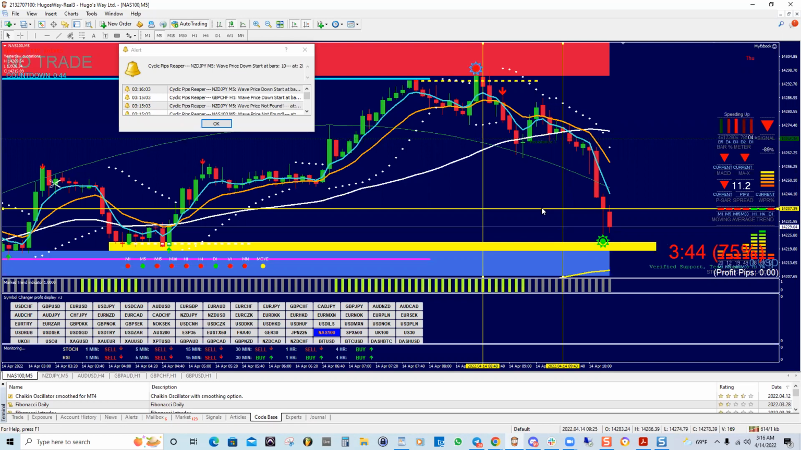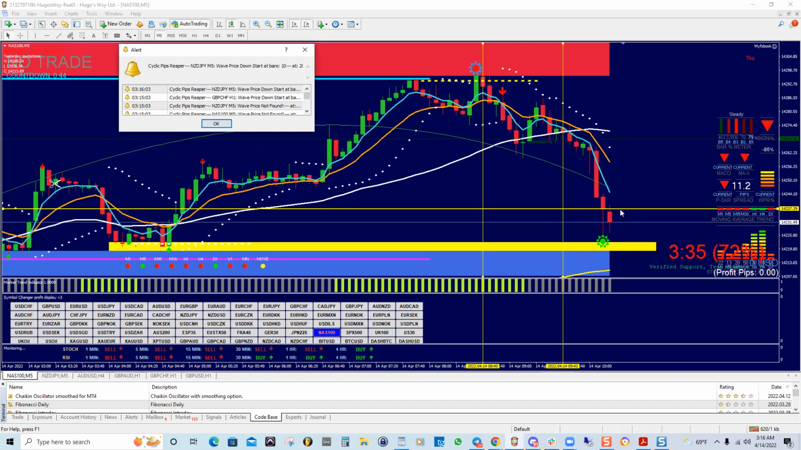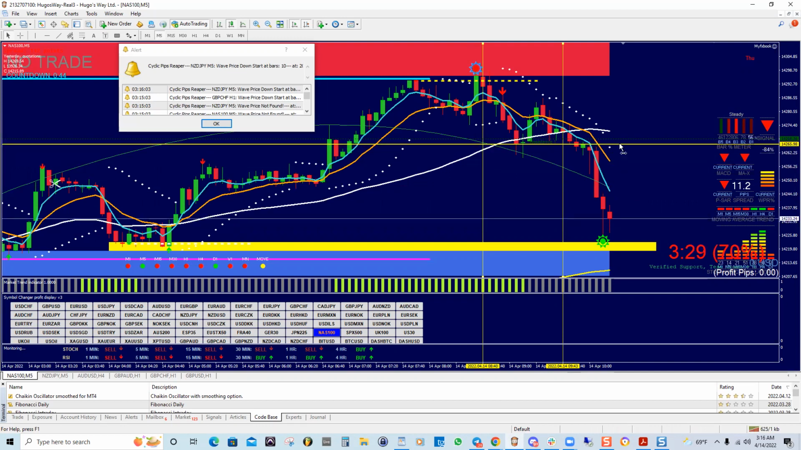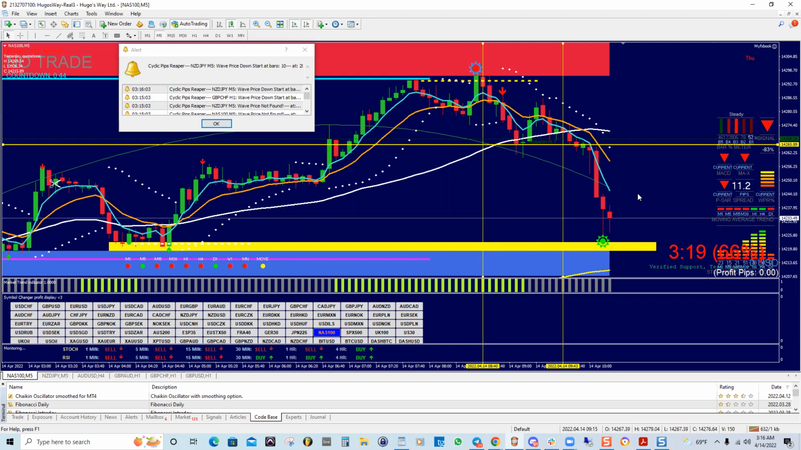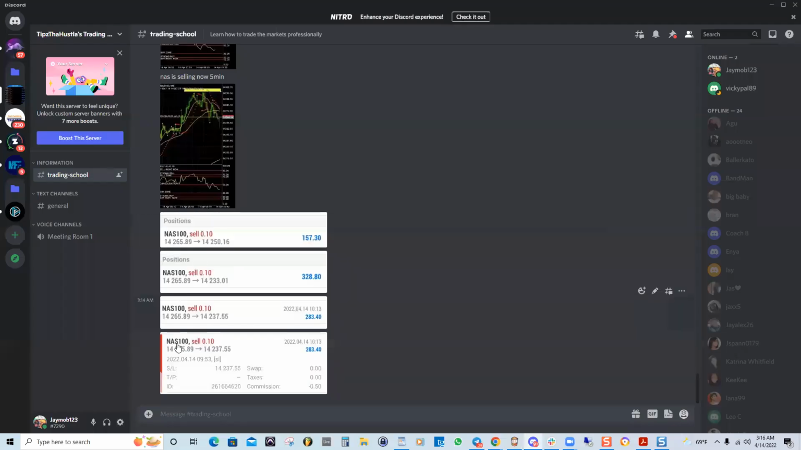Let me go back and see where I got in at. You can clearly see that I got in at 14,265.89, which is right. 14,265.89 is up here someplace, right? And that's my entry, right? You see the entry? That entry came from here. And my stop loss is what?